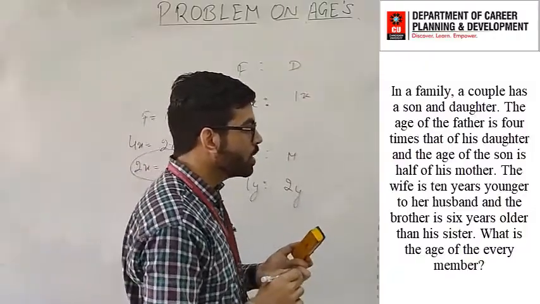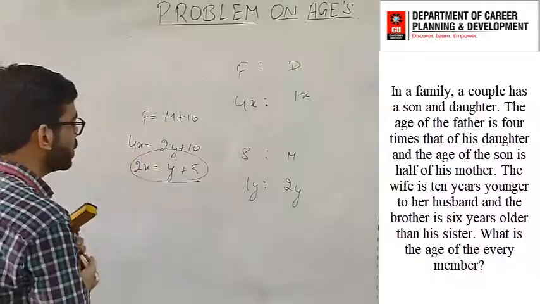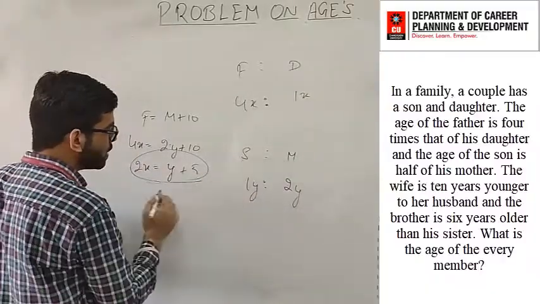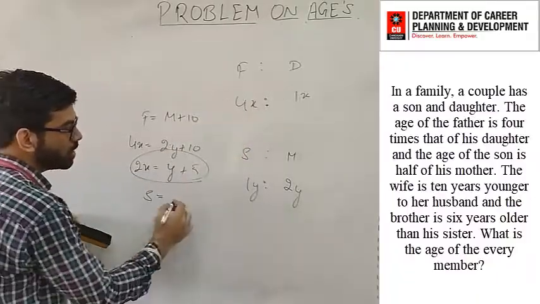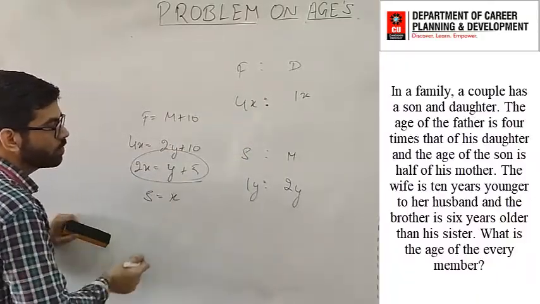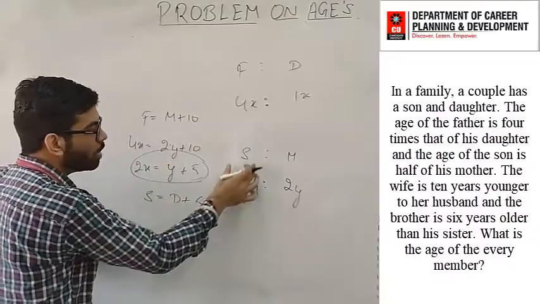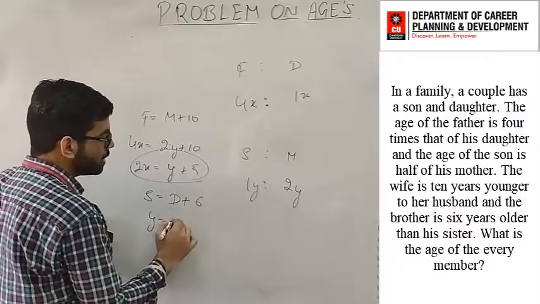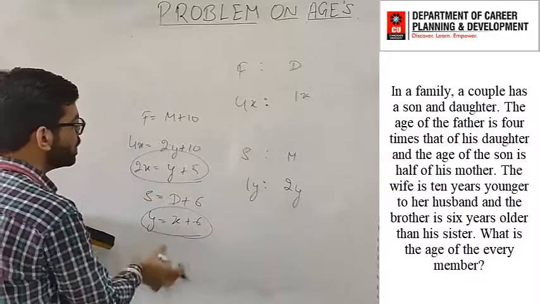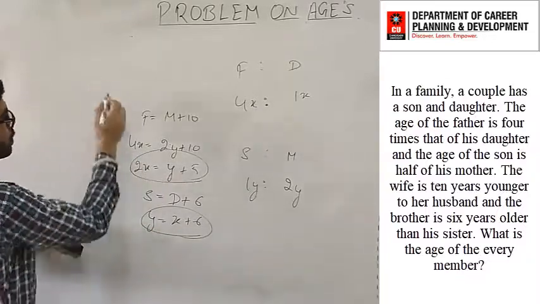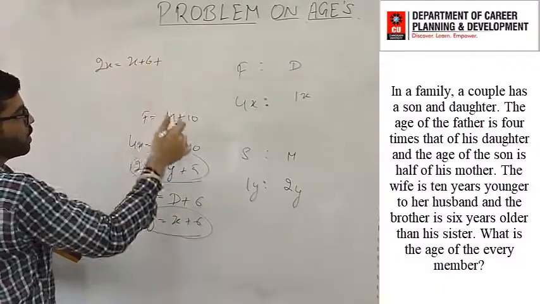Next statement is the brother is 6 years older than his sister. Brother is 6 years older than his sister, that means the son is 6 years older than the daughter, and the value of x is the daughter. So let's assume daughter plus 6. From here we put the value: son is y, daughter is x plus 6. We have two variables, two equations. When you are solving, put the value of y here, so 2x comes out to be x plus 6 plus 5.